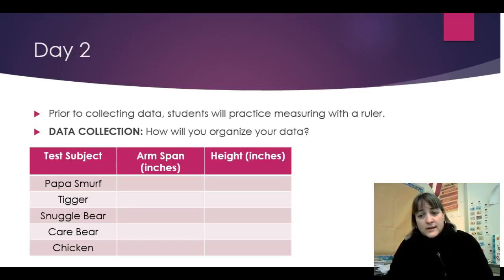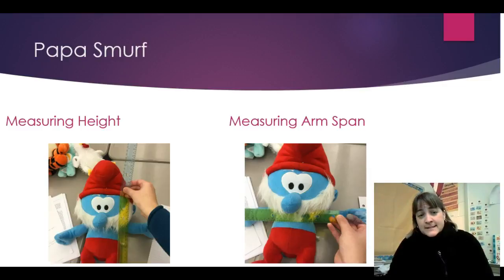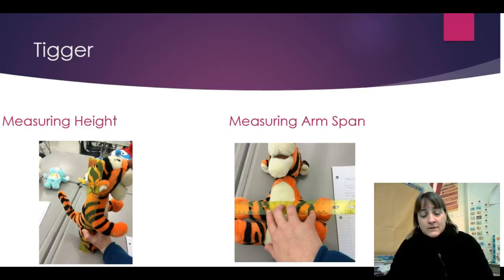Here's a sample chart that I have created that I've shared with students on how they can collect their data, indicating the test subject, the arm span for each subject in inches, and the height in inches as well. Here's an example of Papa Smurf with his height being measured and his arm span. Test subject number 2 was Tigger, measuring his height and his arm span, and all of this data is collected and put on a table.